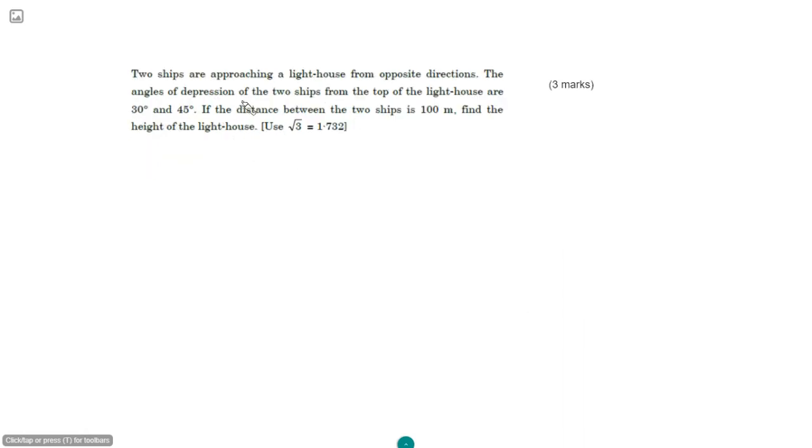Here's the next question. Two ships are approaching a lighthouse from opposite directions. The angles of depression of the two ships from the top of the lighthouse are 30 degrees and 45 degrees. If the distance between the ships is 100 meters, find the height of the lighthouse. So let's draw the figure.